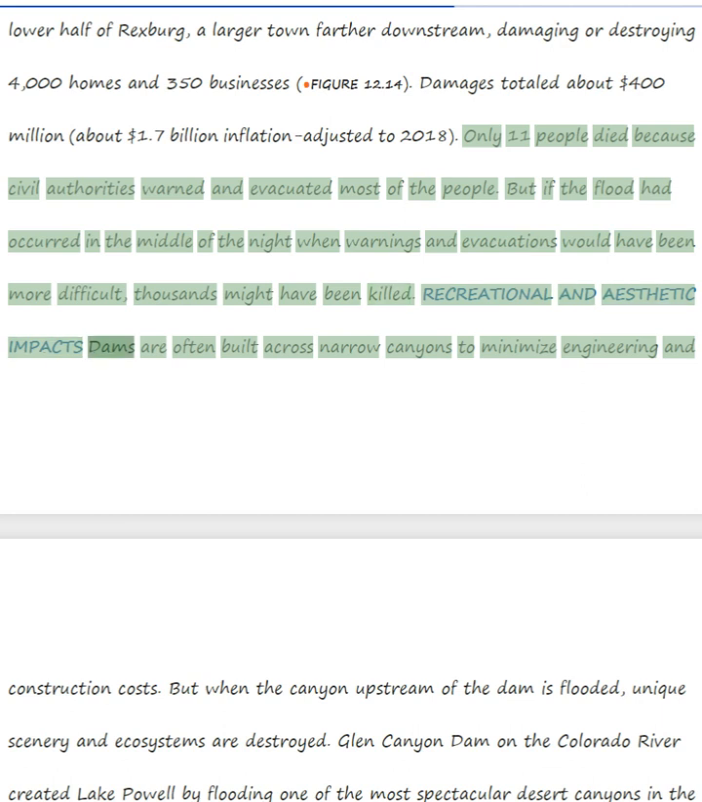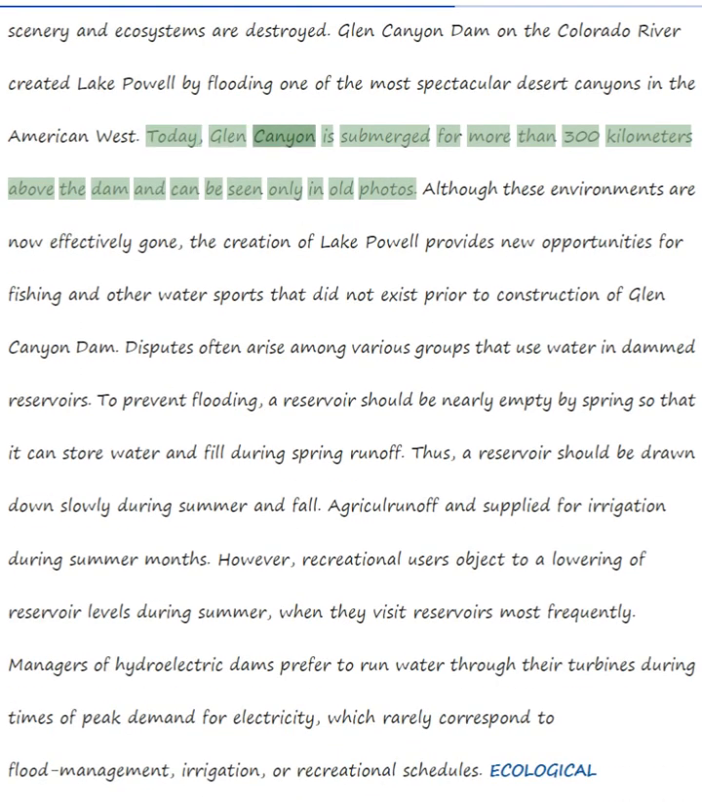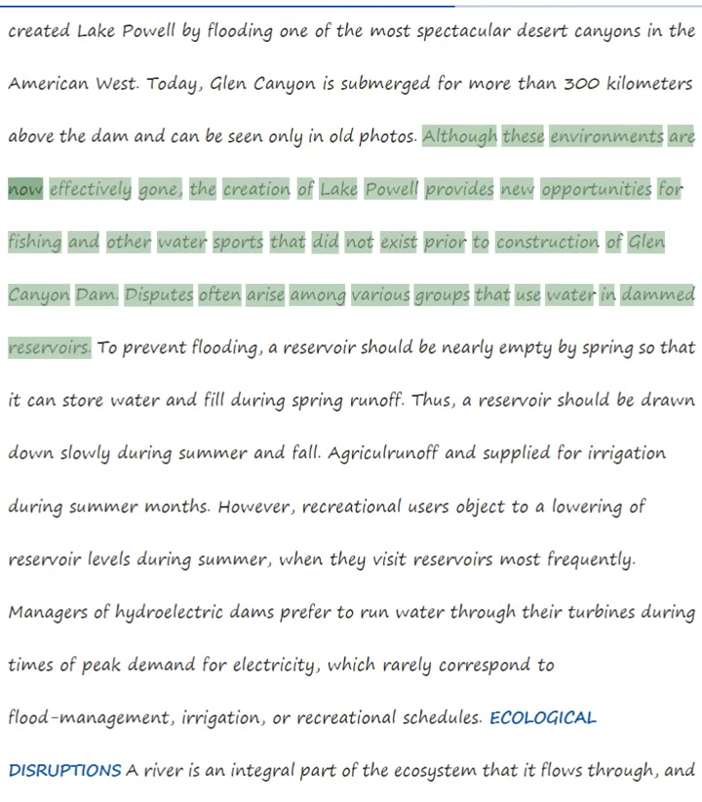Recreational and aesthetic impacts. Dams are often built across narrow canyons to minimize engineering and construction costs. But when the canyon upstream of the dam is flooded, unique scenery and ecosystems are destroyed. Glen Canyon Dam on the Colorado River created Lake Powell by flooding one of the most spectacular desert canyons in the American West. Today, Glen Canyon is submerged for more than 300 kilometers above the dam and can be seen only in old photos. Although these environments are now effectively gone, the creation of Lake Powell provides new opportunities for fishing and other water sports that did not exist prior to construction of Glen Canyon Dam.